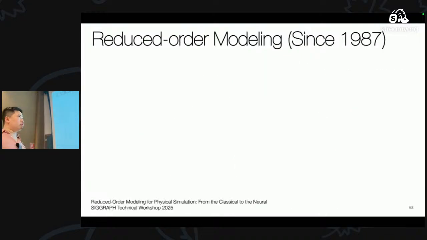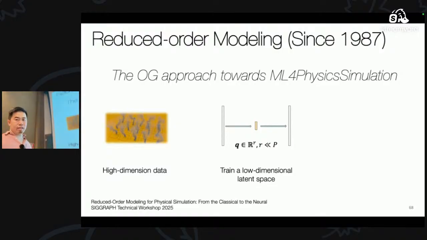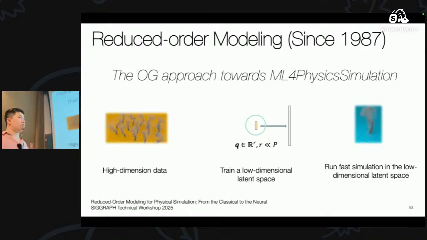So the reduced order model approach says, high dimensional data, no problem. I can train a low dimensional latent space. You have an embedding of your high dimensional space, and after training, forget about your encoder, and you can directly solve your physics in a low dimensional space and get your results in a high dimensional space. Makes sense, right? We did a workshop last year called Reduced Order Modeling for Physical Simulation, from the classical to the neural.